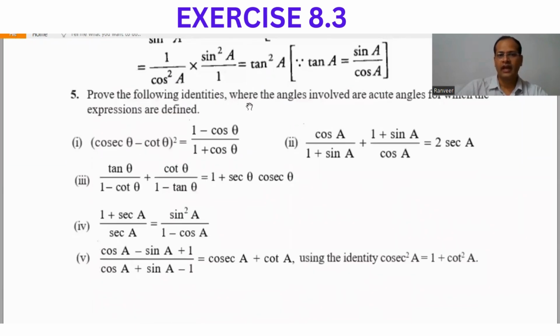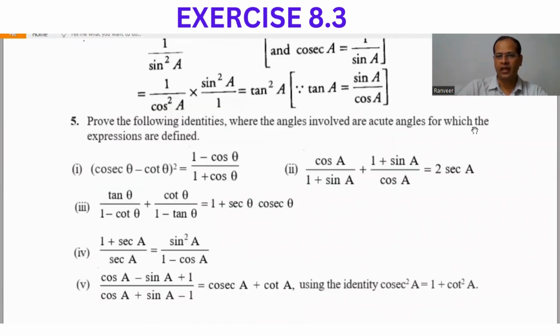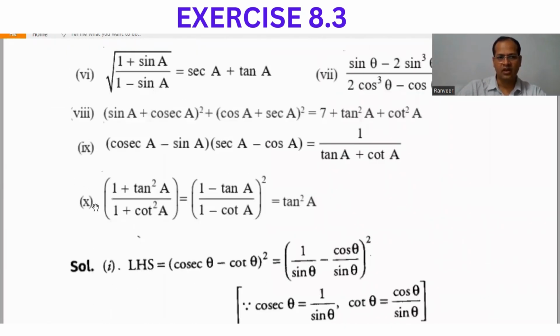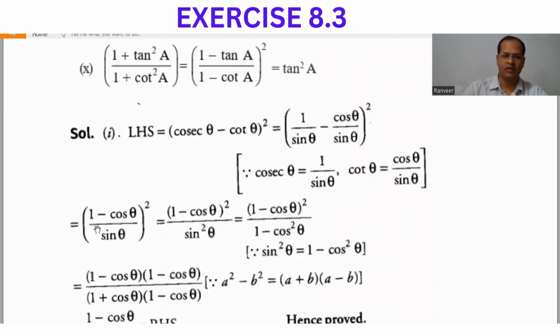Now prove the following identity, where the angles involved are acute angles for which the expression is defined. We have to prove these five questions. So all the questions, 10 questions are there, which is very, very important. So one by one we will see.